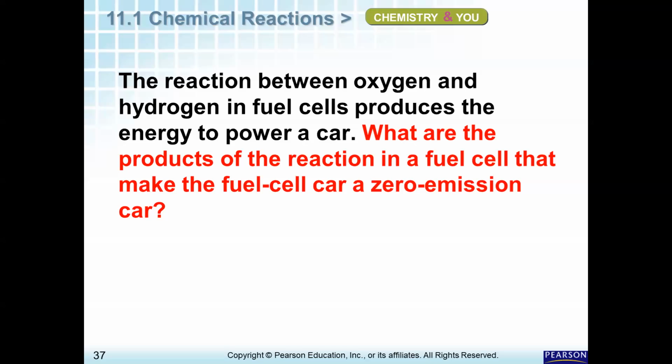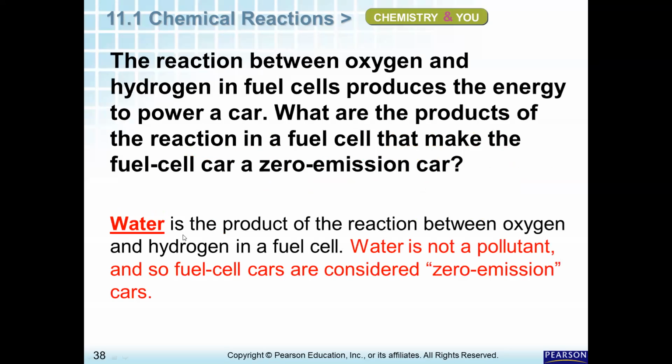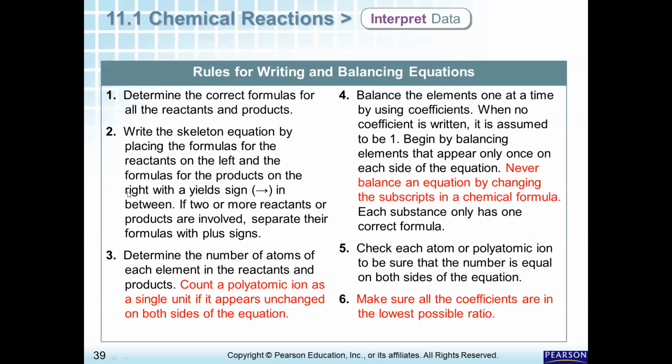Okay, well, what is the product here? Which is zero emission. Meaning there is no product that is harming the environment. What product is produced from hydrogen with oxygen? Water. We just did the equation a while ago: hydrogen with oxygen to produce water. Is water something that will harm the environment? It's part of the environment. So that's why it is zero emission. Water is not a pollutant. It is not polluting anything.